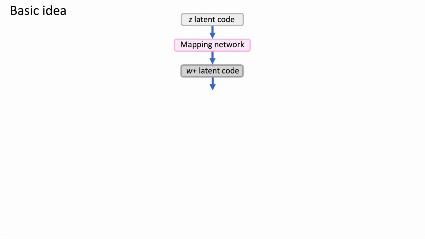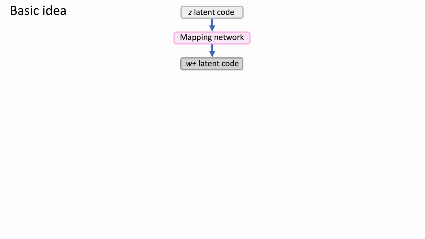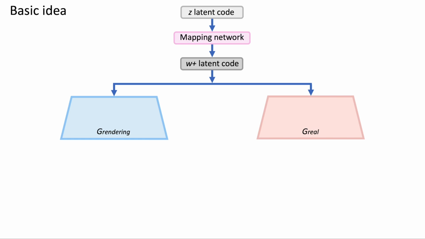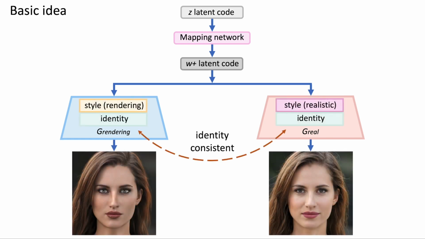Now we introduce our basic idea. We conduct portrait replacement in the W+ latent space by employing latent code that implicitly represents portrait style and identity as the interface in between. We establish identity-consistent transfer learning on the StyleGAN generator of realistic portraits, G-Real, resulting in a fine-tuned generator, G-Rendering, for rendering of portraits with the rendering style.